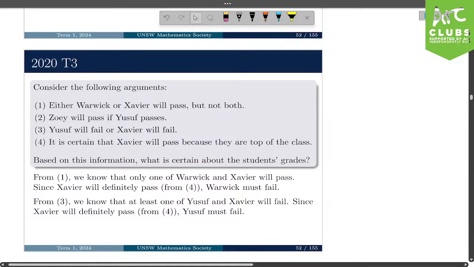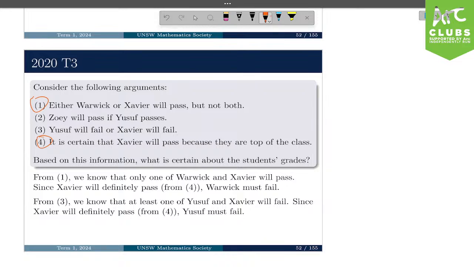And would you look at that? We know this and this. And now we want to look at statement 3. We can see that either Xavier will fail or Yusuf will fail. This is to say it's impossible for both of them to succeed. So we know Xavier definitely passes, so Yusuf must fail. All right, so we know that for Warwick, Xavier, and Yusuf whether or not they pass or fail. We know Xavier passes, Warwick fails, and Yusuf fails.